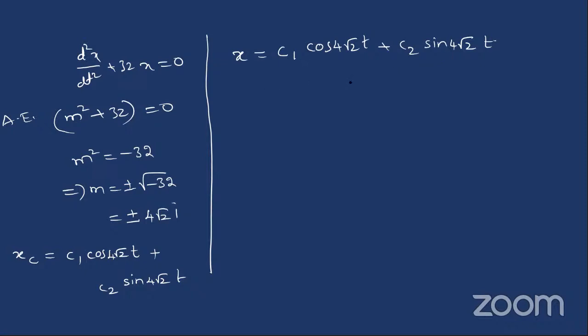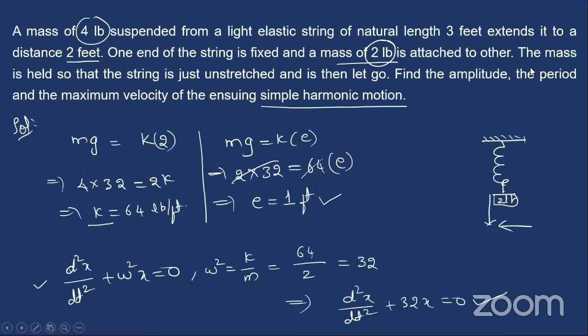When this is the solution, I need to now calculate C1 as well as C2. To calculate these two constants, we need two conditions, right? Let us just see what these two conditions are. Let's go back to the actual question. There is a statement in this question: the mass is held so that the string is just unstretched and then let go. You have just attached a mass and you are not allowing it to oscillate yet. You are still holding it, right? It is about to take oscillations.